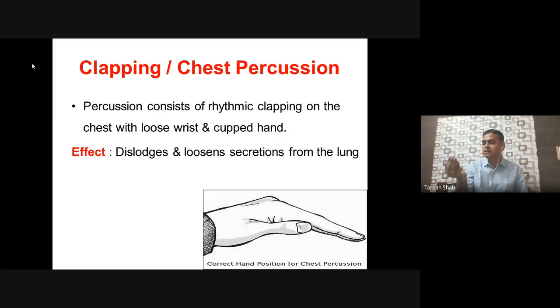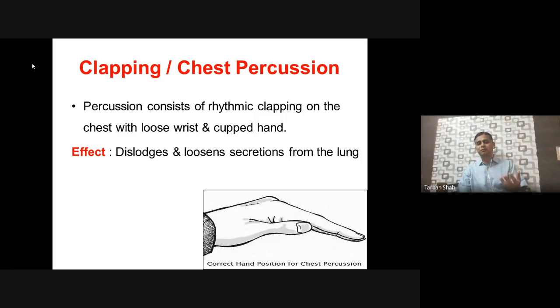So chest percussion means you make a cupped hand, and alternatively and rhythmically you apply it on the patient's chest. Of course, you have to keep a napkin, towel, or bedspread, and then do the clapping. This can be done in any phase of respiration. That means you can do it in the inspiratory as well as the expiratory phase. And this is basically going to help to dislodge and loosen the secretions in the lungs.